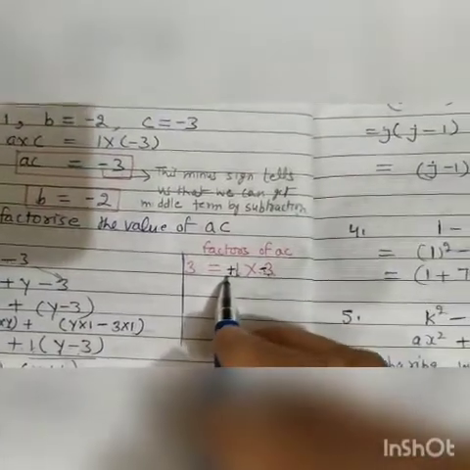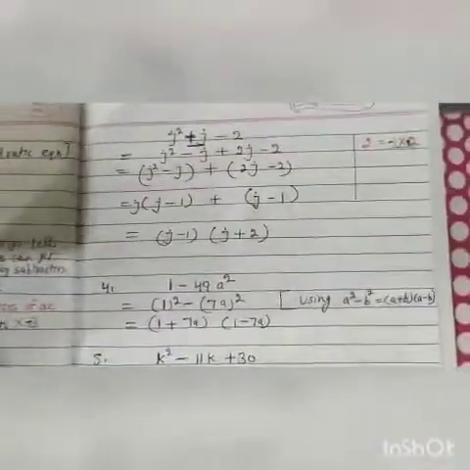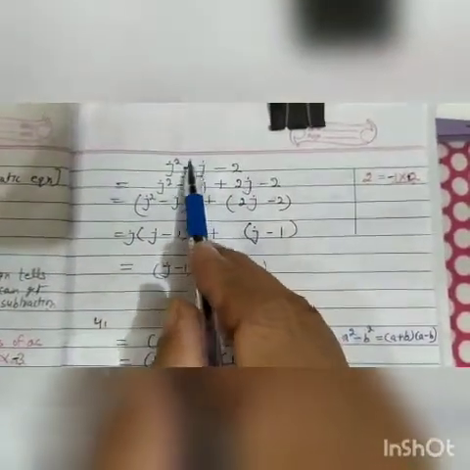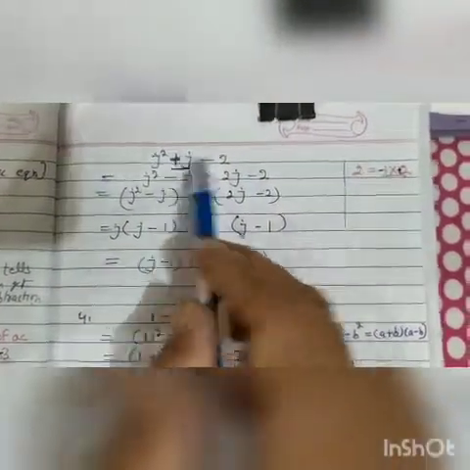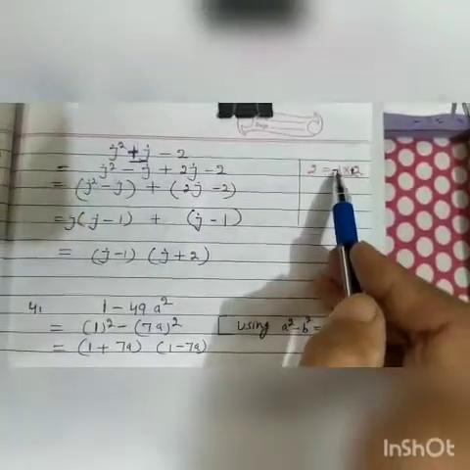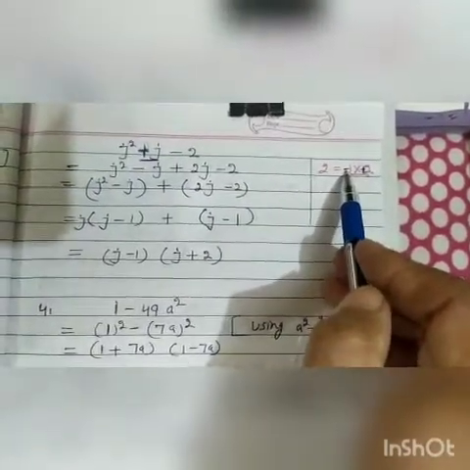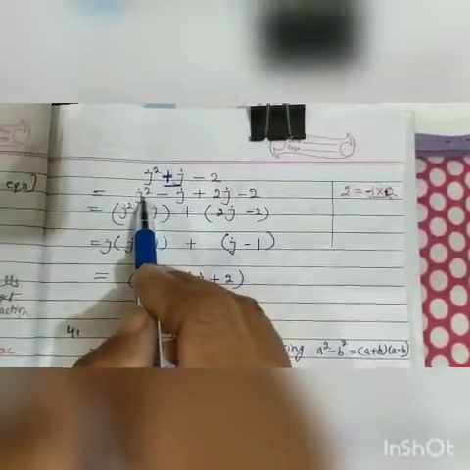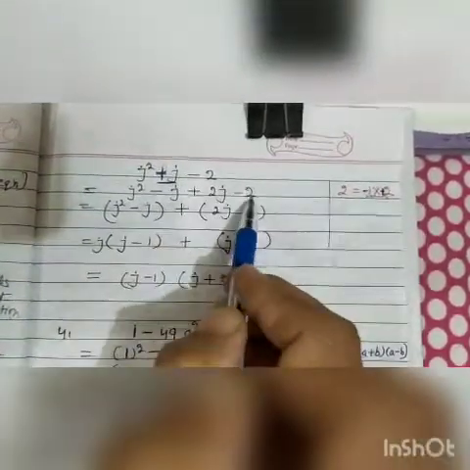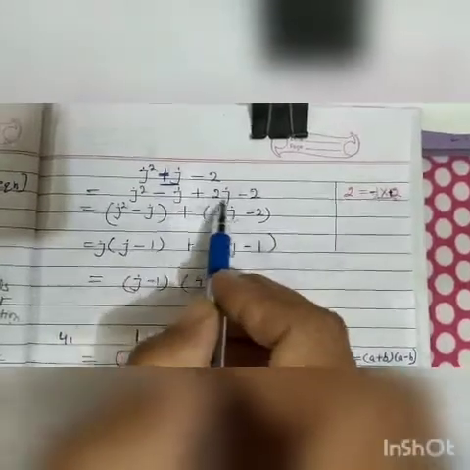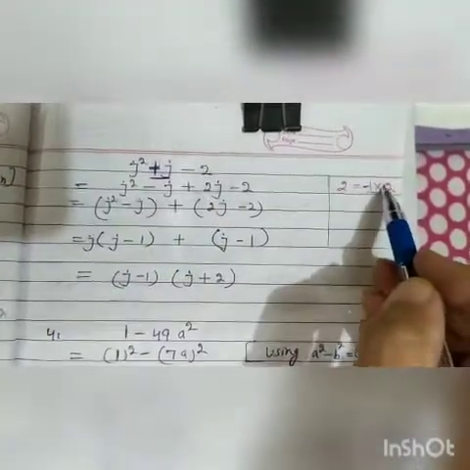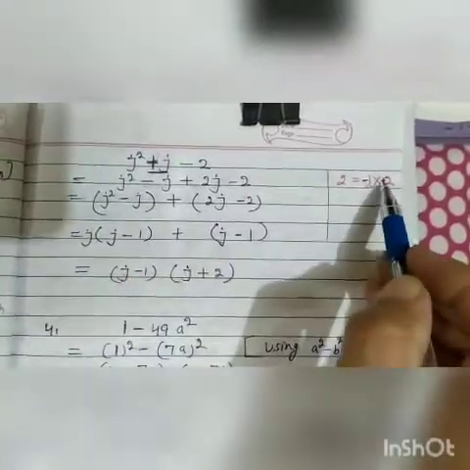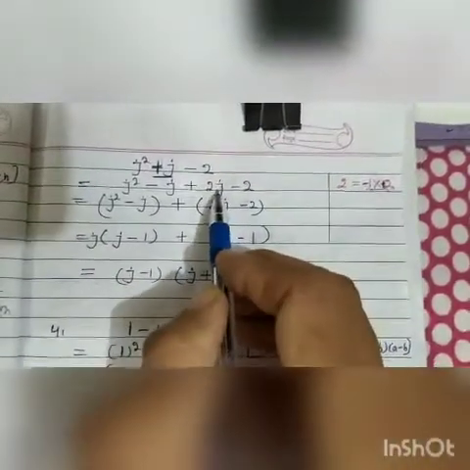But in this question, what is the sign of the middle term? In this question, the sign of the middle term is plus, so we will put this plus sign with the greater number and the opposite sign with the smaller number. So how can we write now? This j square can be written as it is, this minus 2 can be written as it is. The middle term plus j will be written as minus 1j, minus 1j means minus j, and plus 2j.